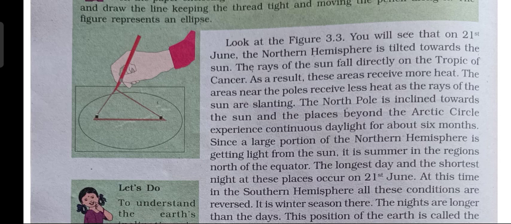Now, children, we have already learned in chapter 2 when we were reading about the heat zones, that when the sun rays fall directly on any region, then that region receives more heat. But when the sun's rays fall in a slanting way on any region, then that region receives less heat. So, Tropic of Cancer gets more heat, whereas the poles receive less heat from the sun.